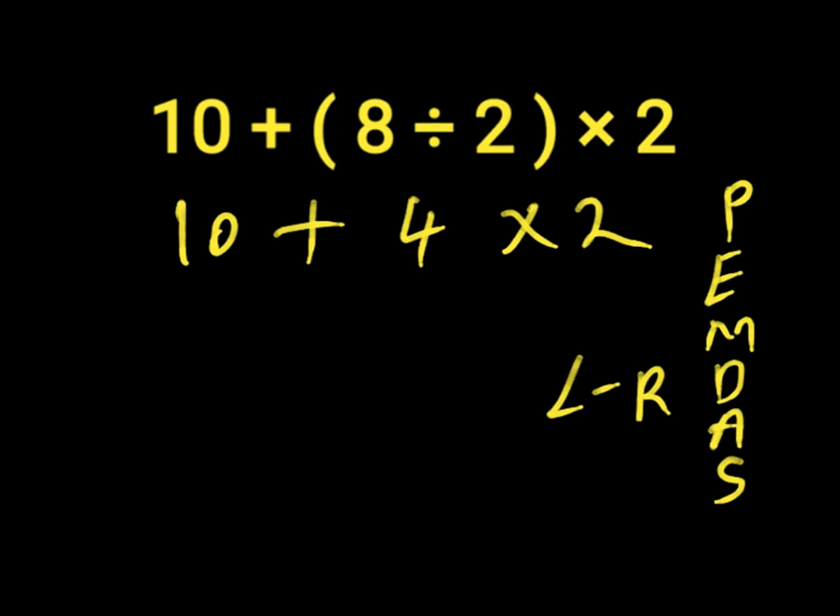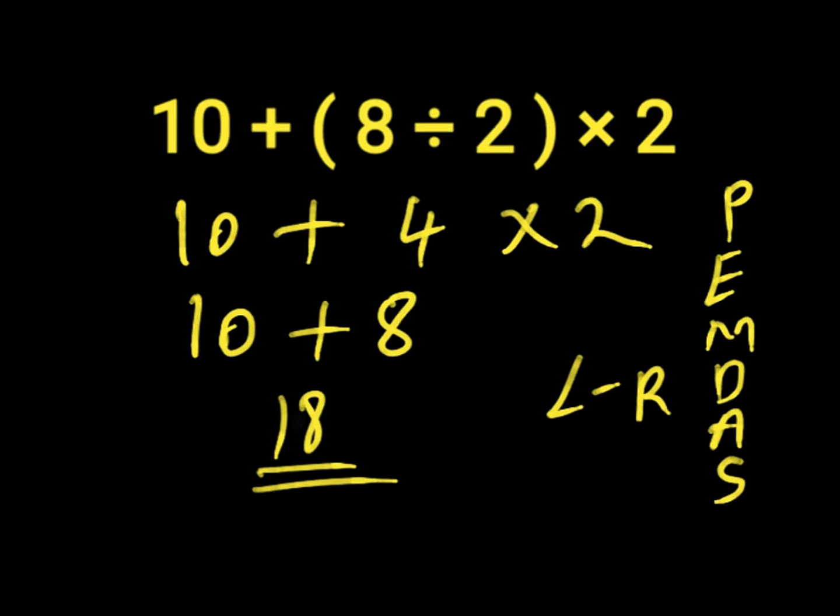This is where we got it wrong in the first place, because we solved our addition first before multiplication. We are supposed to solve our multiplication first before addition. 4 times 2 will give us 8. Then we have 10 plus 8. 10 plus 8 will give us 18. 18 is the right answer to this expression.